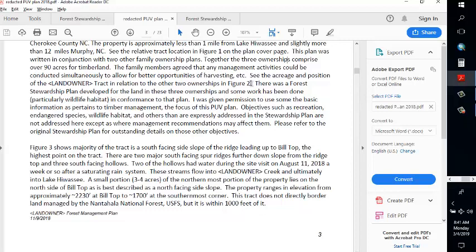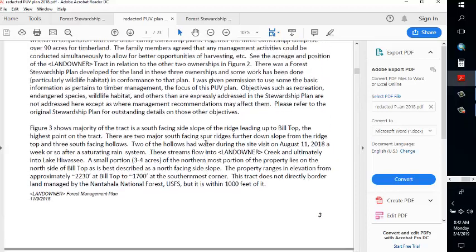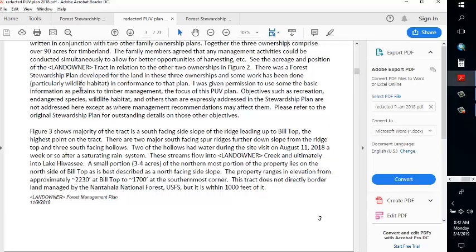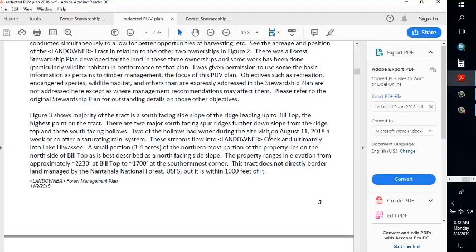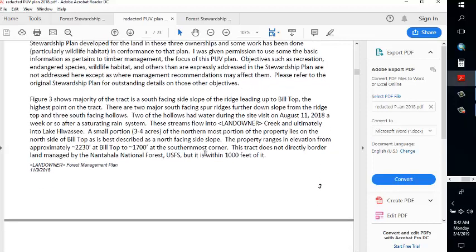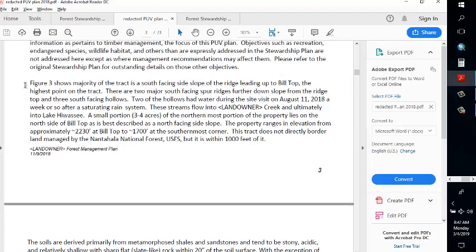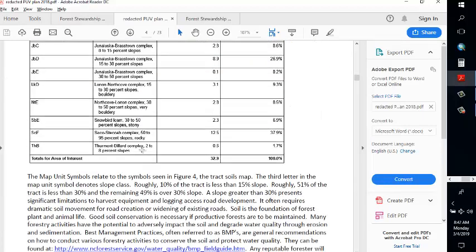So I do give, on figure one, I basically gave, on figure two, I showed the other two properties and gave the acreages of everything. I describe a little bit of history of what these people have done. They actually had a stewardship plan written some years back, and I used a lot of that information for this plan. So to this point, I've described three figures.